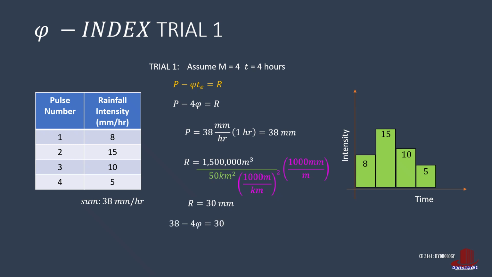Plug these values into the function, making it 38 minus 4 phi equal to 30. And by transposition, phi turns out to be (38 minus 30) over 4, which is simplified as 2 millimeters per hour. If we plot the phi on the hyetograph, it shows that all 4 bars actually have runoff, so the assumption is correct, and the phi index is 2 millimeters per hour.